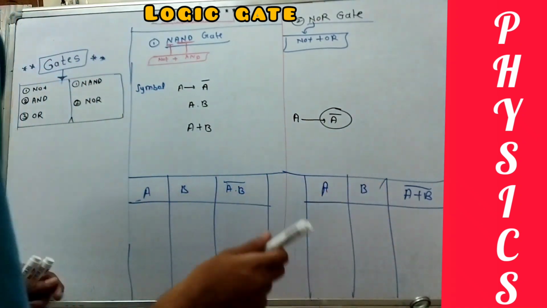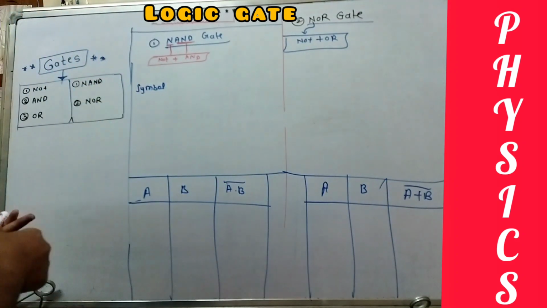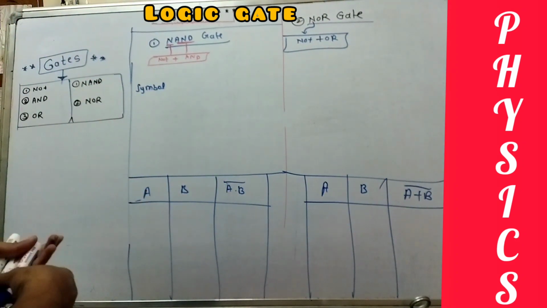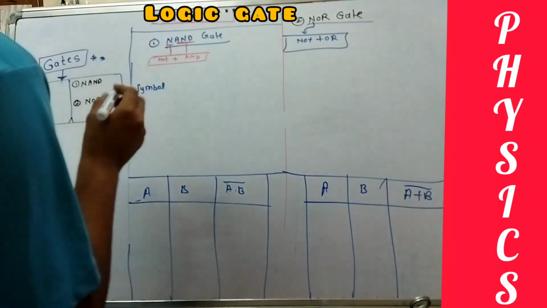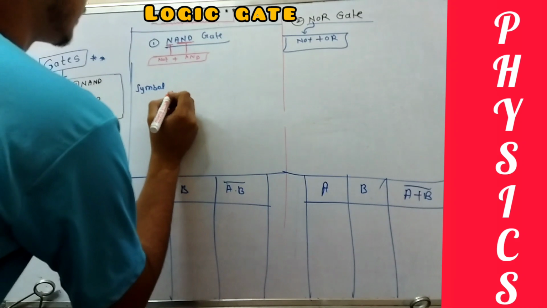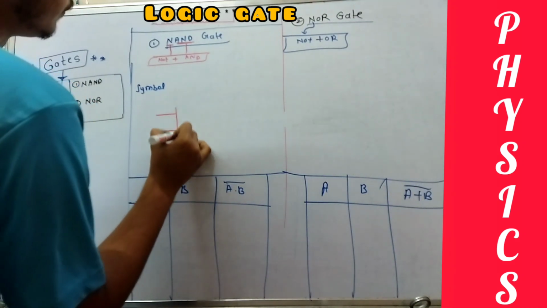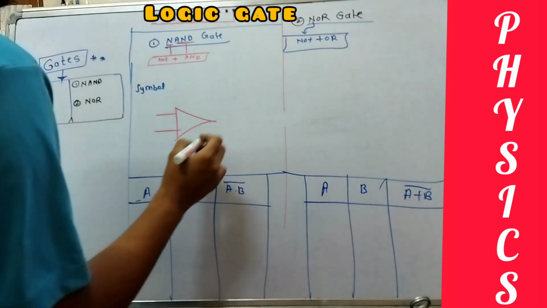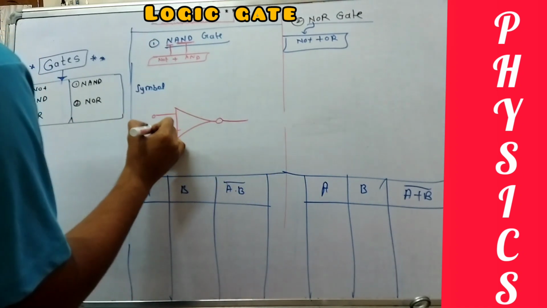And the symbol for NAND gate, and NAND gate is a mixing of NOT gate and the AND gate. Firstly we draw AND gate and join to AND gate, NOT gate. A, B, A into B, and their negation means (A into B) bar.